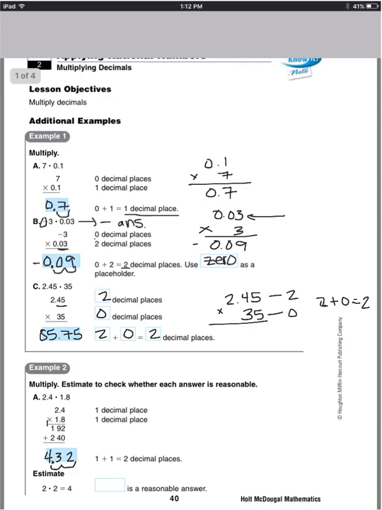It wants us to also round or estimate. 2.4 rounds to 2, 1.8 rounds to 2. So instead of adding this time, because we're multiplying today, you're going to do 2 times 2 is 4, so 4.32 is a reasonable answer.